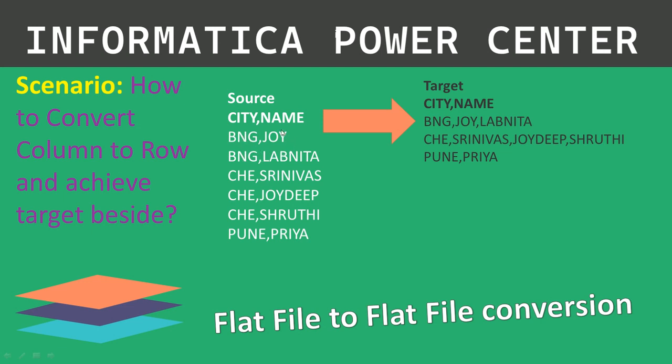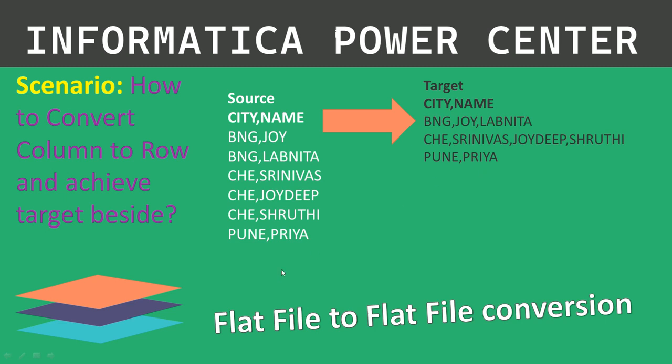After that, the city comes once and the names will come consecutively, one by one. Suppose we are having Bangalore, Bangalore, Chennai and Pune. Here we are having Bangalore, Joy and Labnita. So in the output I want Bangalore, Joy, Labnita. In Chennai, Srinivas, Joydeep, Shruti will come beside it. In Pune, only one Pune is there, so it comes as it is.